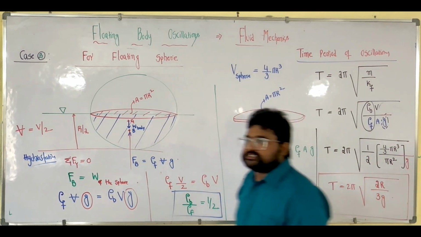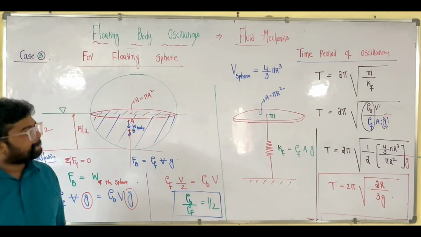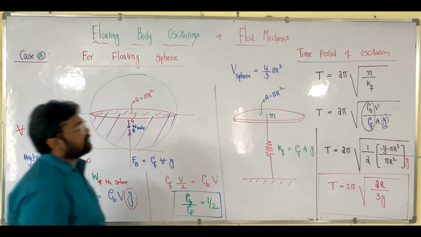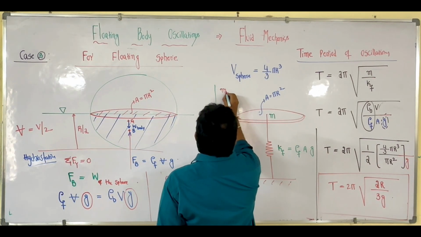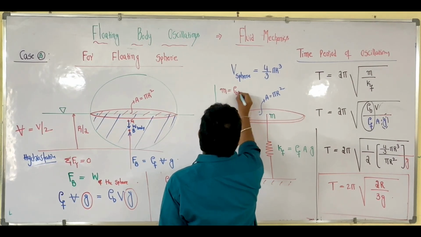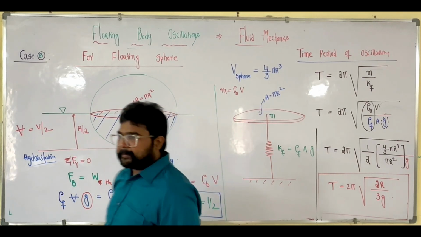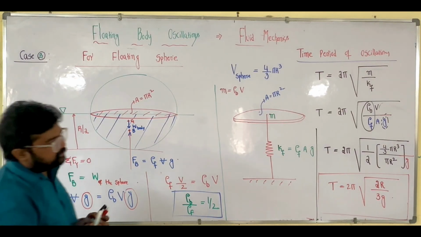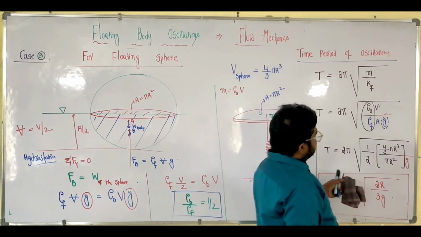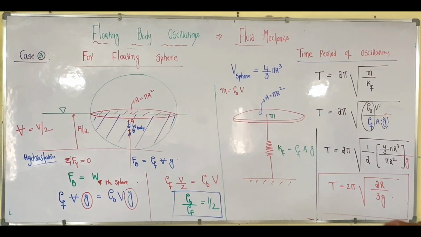G won't come. Mass is nothing but density of the body into volume. Mass is the density of the body into volume of the sphere. Density of the body by density of the fluid equal to 1 by 2. Volume 4 by 3 pi r cube, A is pi r square. T equals 2 pi square root of 2r by 3g.